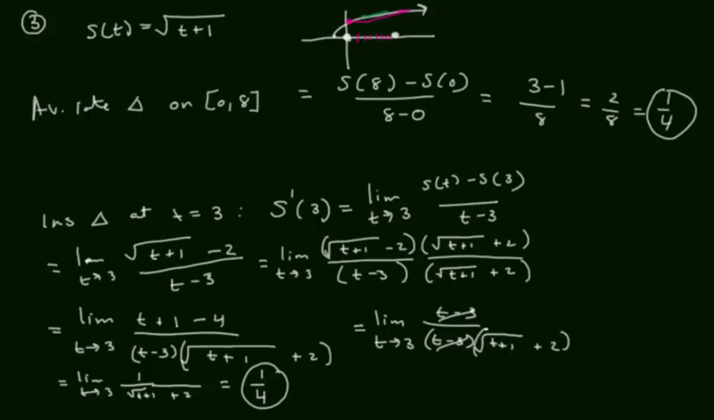Had I picked any other point, in other words, had I said s prime of 1, well, that certainly would not have equaled 1/4, or s prime of 5 would not equal 1/4. There was only one point that I could have picked, and that was 3, where the instantaneous rate of change equaled the average rate of change, because the slope of that tangent is always changing. So coincidence? I think not. That is the end of part 2.